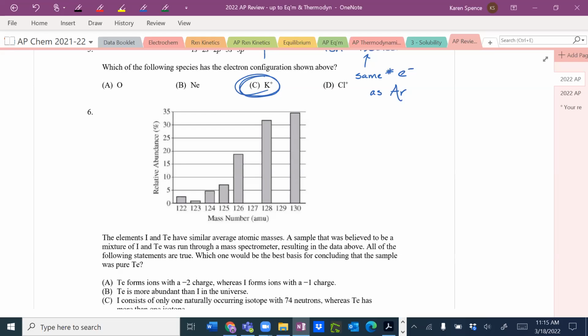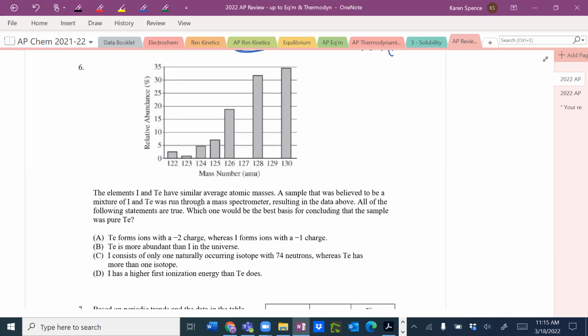All of the following statements are true. Te forms ions with a 2- charge, and iodine forms ions with a 1- charge. Te is more abundant than I. I consists of only one naturally occurring isotope with 74 neutrons, whereas Te has more than one isotope. That's true. Which one would be the best for concluding that the sample was pure Te? That's the key point there. We need to conclude that it is pure Te.